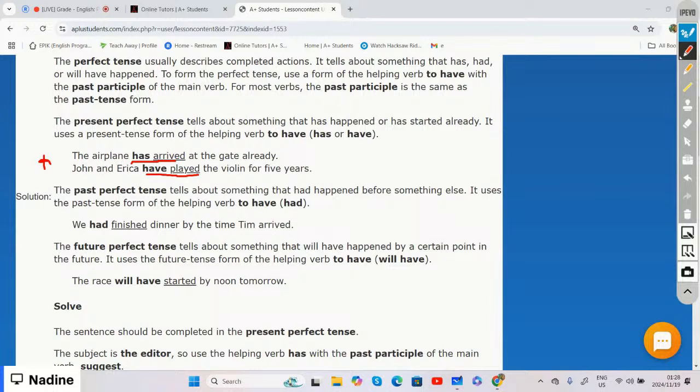And if we look at an example of the past perfect tense, it says we had. So we use the word had for the past tense. So we use has and have in the present tense. And in the past tense, we use had.